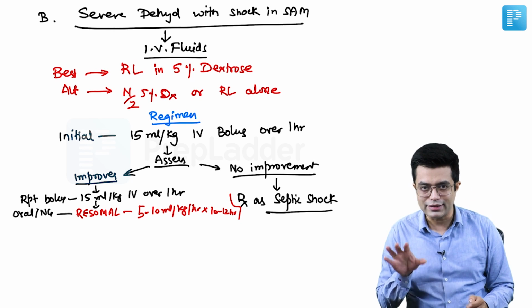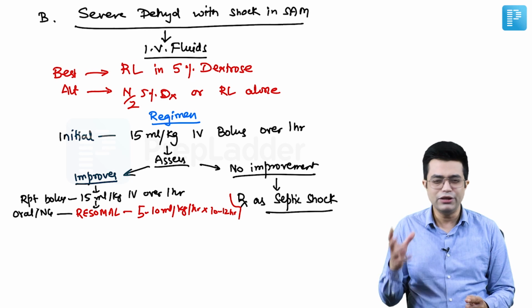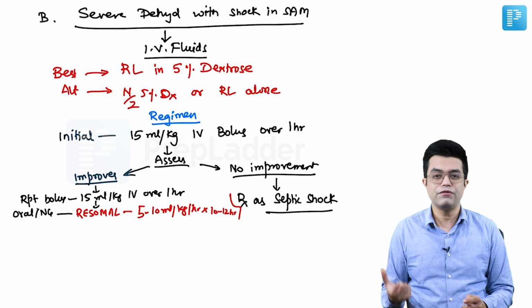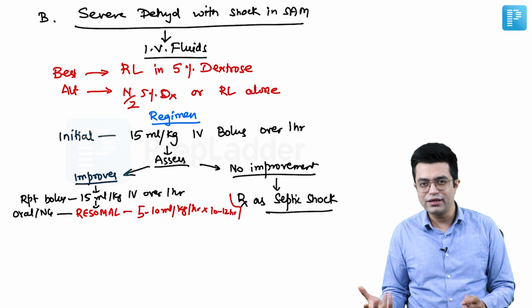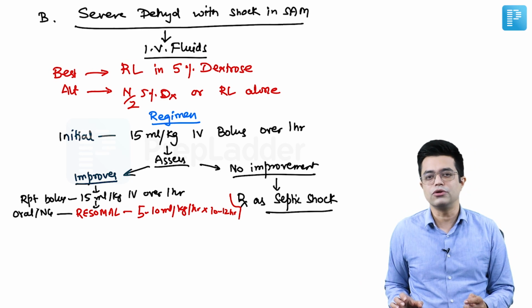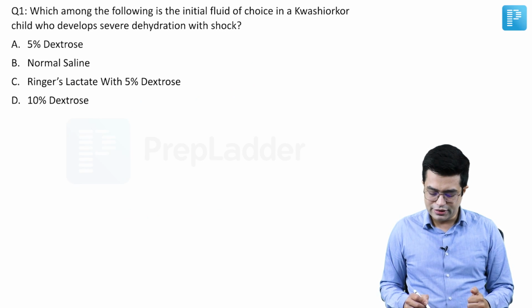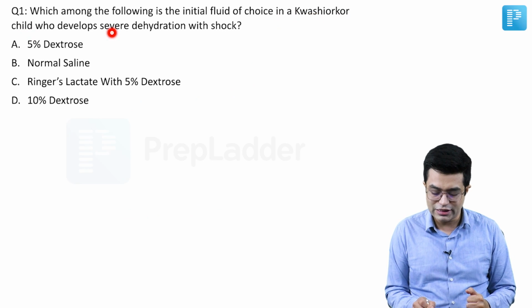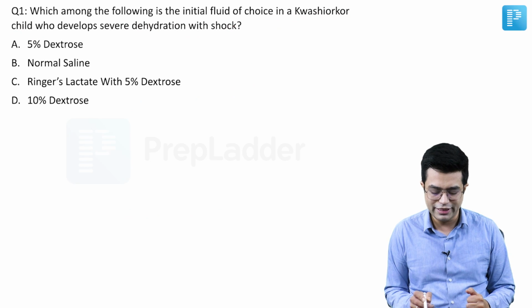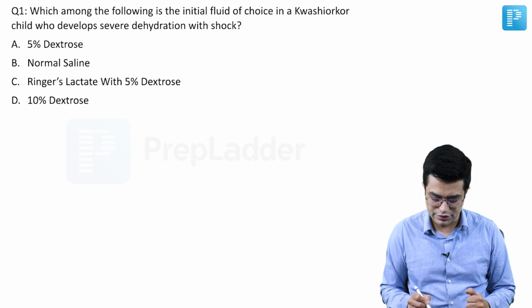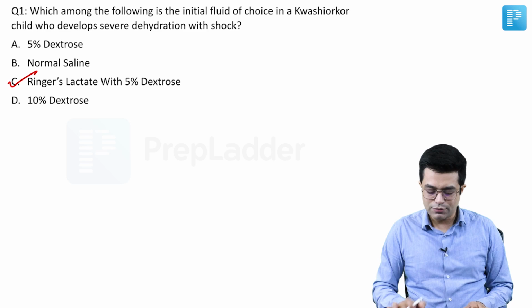What I have discussed is an area many residents and many of you tend to ignore. It is a very, very important thing, a scenario-based thing, a one-liner thing, anything can be asked in your super specialty entrance exam. Let us have a look at the question again. Which is the initial fluid of choice in a kwashiorkor child with severe dehydration with shock? Obviously, it will be Ringer's lactate with 5% dextrose. C is your answer. Let us move to the next question.